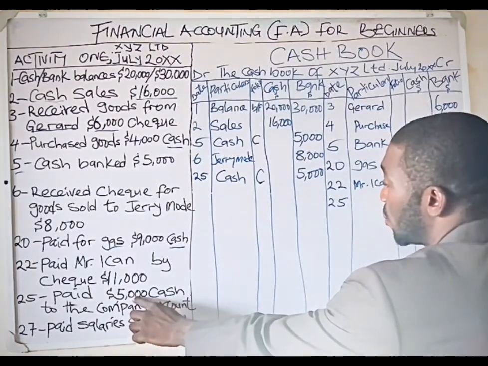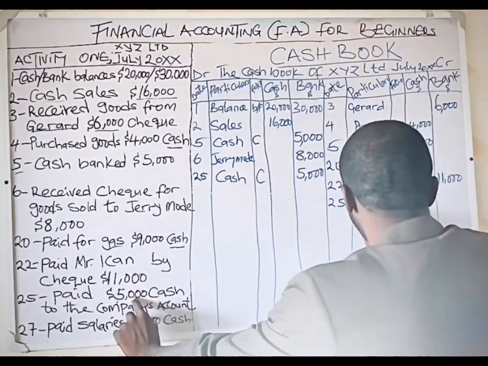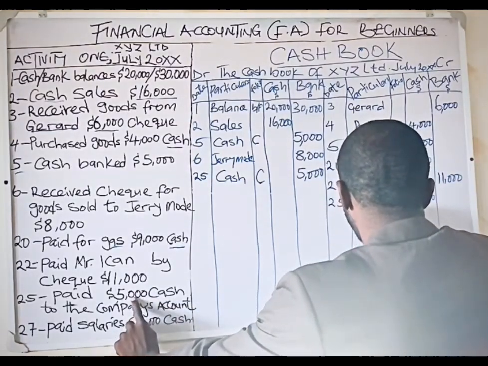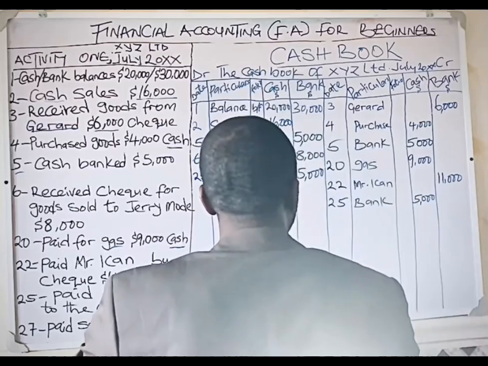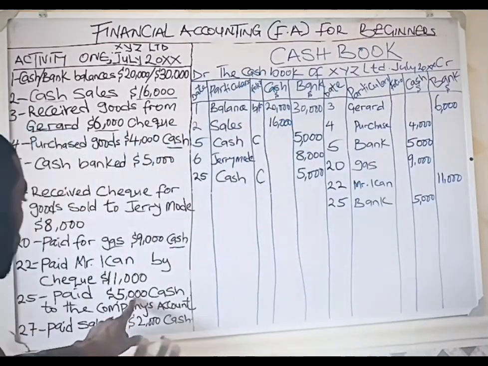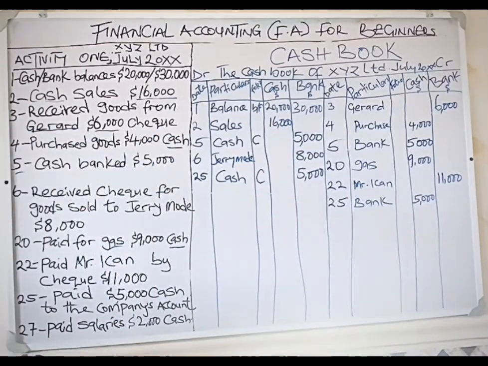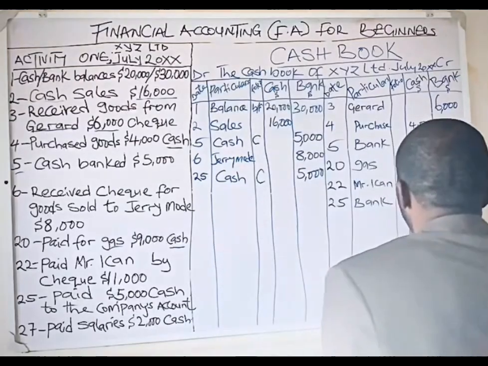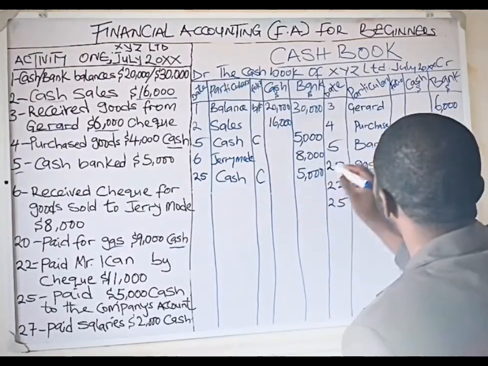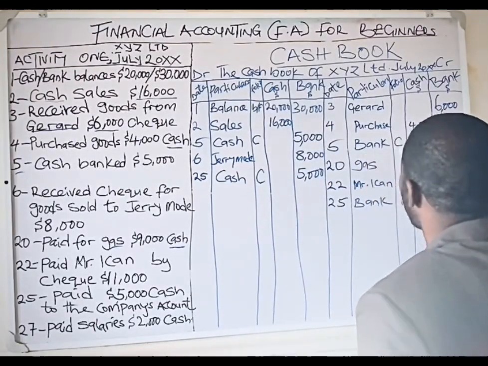$5,000 is going to the bank. So it's very simple. Cash book is very simple. Now, your contra entry is here, this fifth is contra entry.